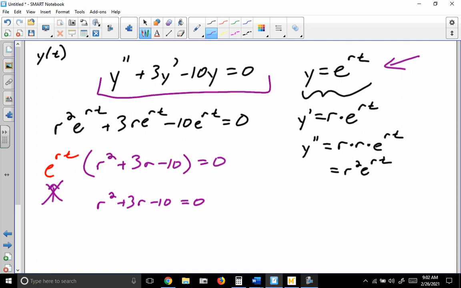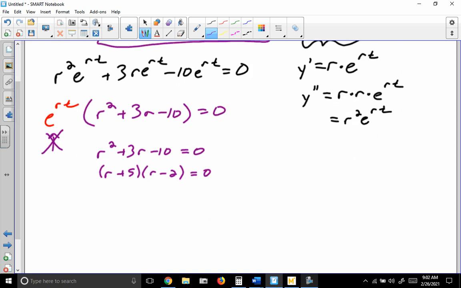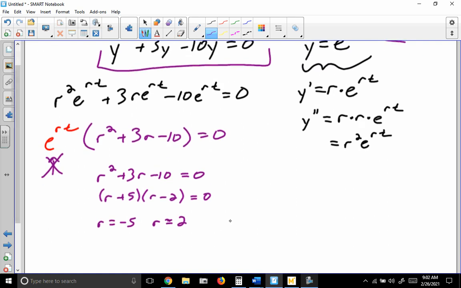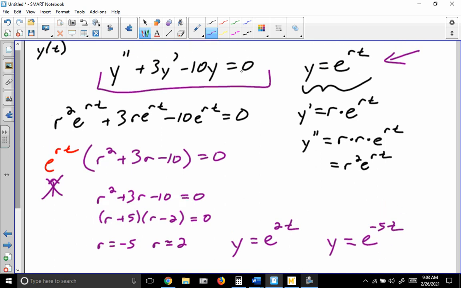So if we solve this for r, we would factor it. Now, not every one of them will factor, so sometimes we have to use the quadratic formula. But if we factor, set each factor equal to 0, we would get r is -5 and r is 2. That means there are two solutions to this differential equation. R could be 2, so that would give us the solution e to the 2t. R could be -5, so that would give us the solution e to the -5t. So both of those should be solutions to that differential equation.